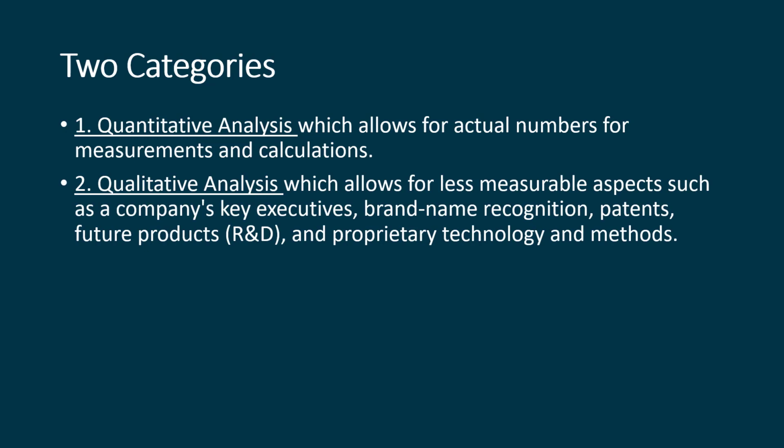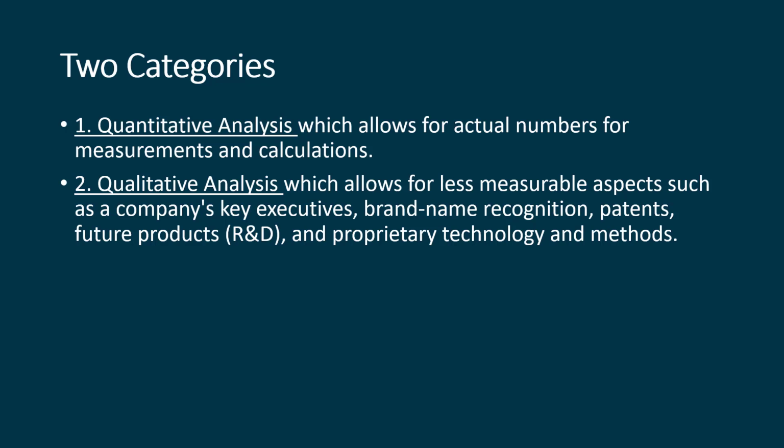Then there are other things such as qualitative analysis, and this has to do with quality. This is a lot harder to measure. Something like key executives, maybe they have a hotshot CEO. And if that CEO leaves, what's going to happen to the company? Maybe they have a really good management team that has a new approach to doing things, and you really like that. Brand name recognition. If you have a brand name like Coke or Pepsi or Microsoft or Apple, a lot of people buy things just based on the name.